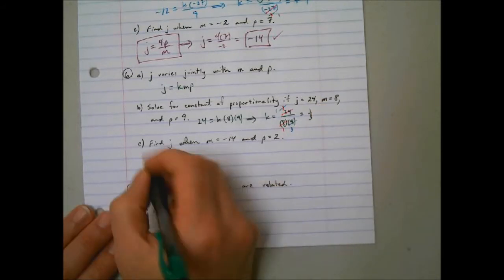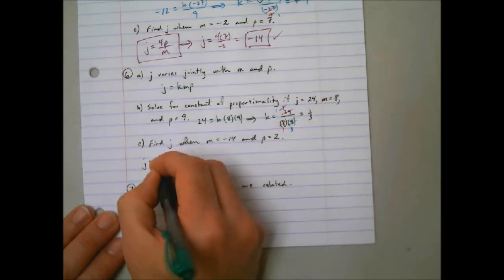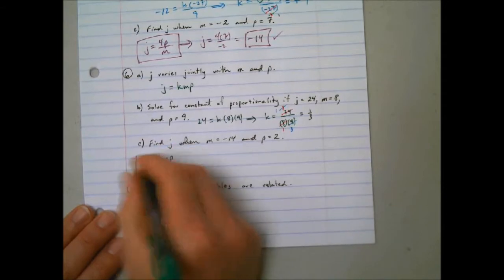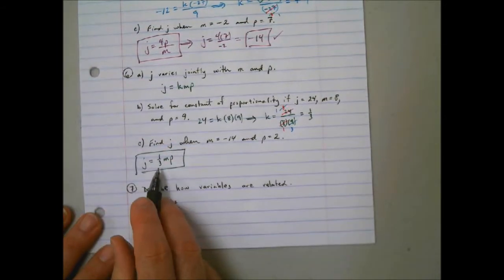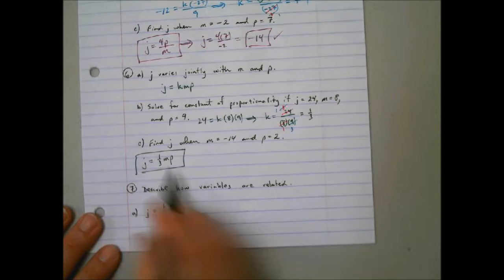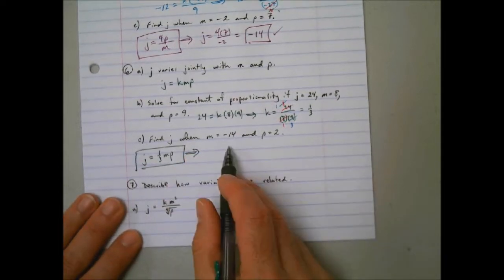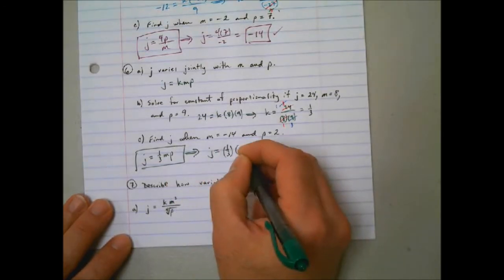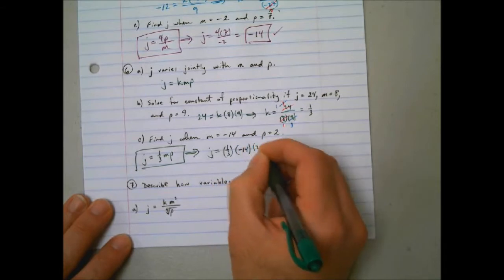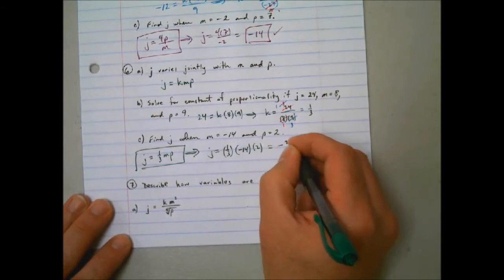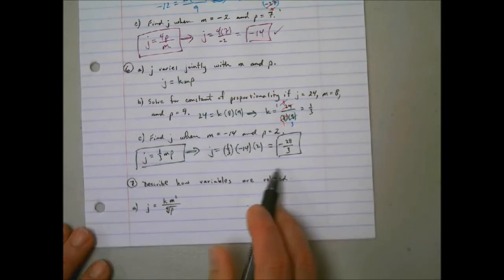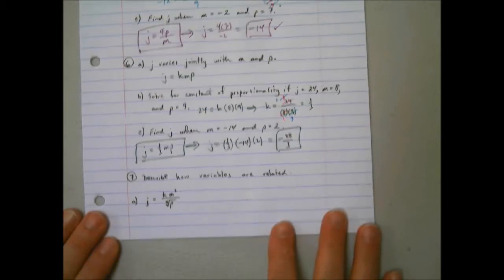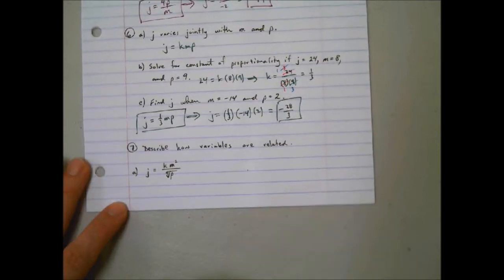So now we can write the actual equation. J equals 1/3 times M times P. You could write it J equals MP over 3. But we're going to use this equation to solve for J. So J equals 1/3 times -14 times 2, which is -28/3. So there's J. One more problem here, and then I'm going to get you going on the assignment.